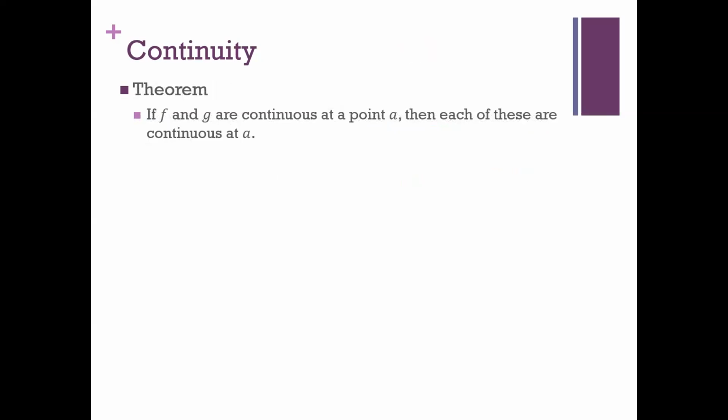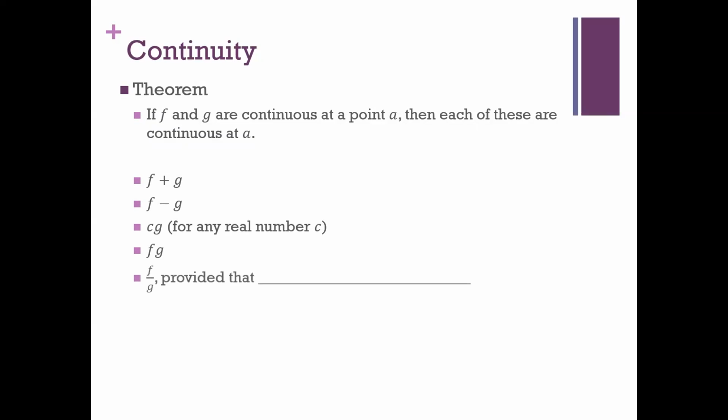All right, as I said, continuity is really just an application of limits. I gave you a bunch of limit laws and we talked about them earlier this week. So here are some corresponding continuity theorems. If you have two functions, f and g, that are continuous at a point a, then all of these things are continuous as well: a sum, a difference, any constant multiple, their product, and the quotient, f over g, provided what?